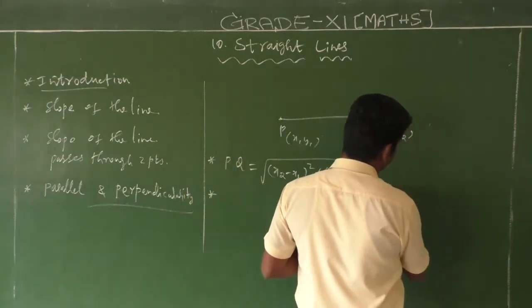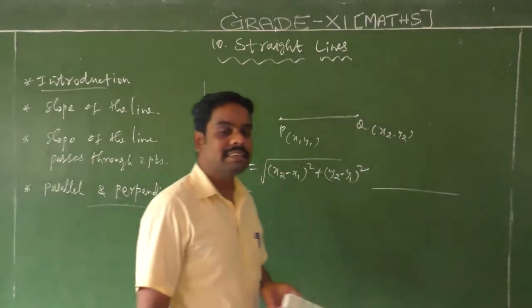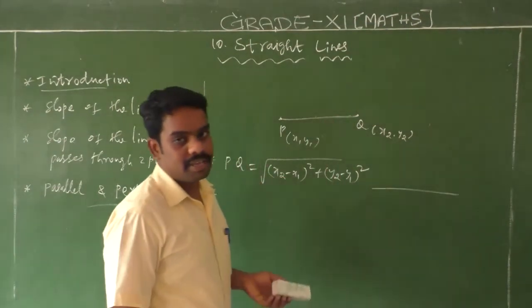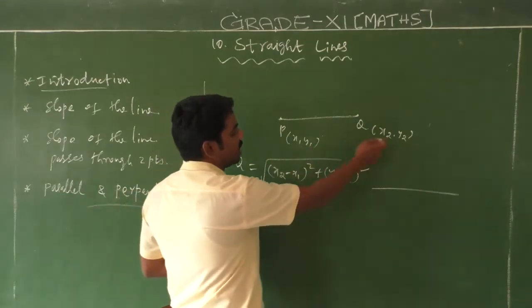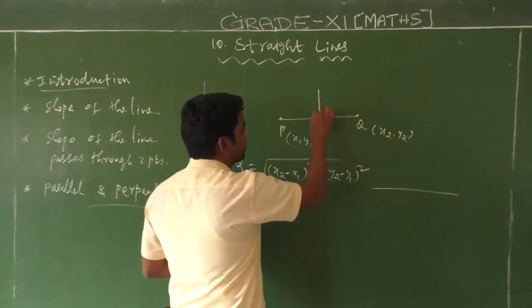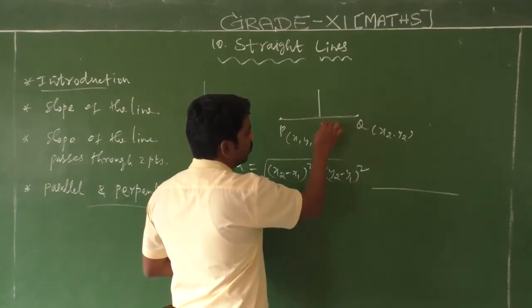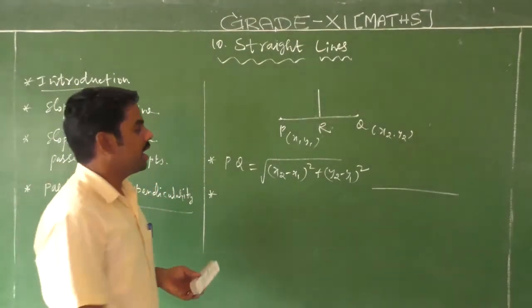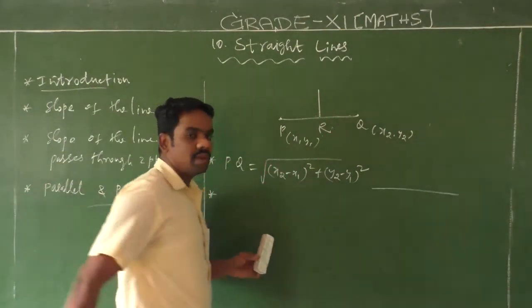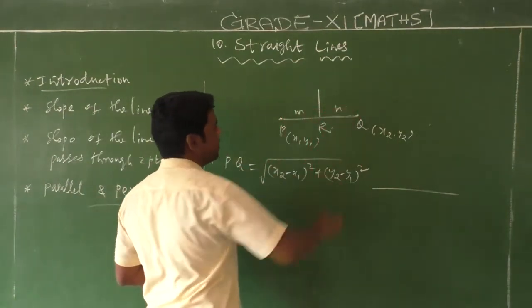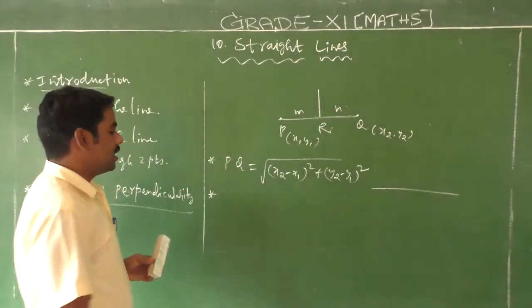Second formula, the internal bisection formula, that is the section formula. P is (x1, y1) and Q is (x2, y2), the same line, the line joining P to Q. Sorry, let R be the internal divisor of the line PQ, and the ratio is m is to n.